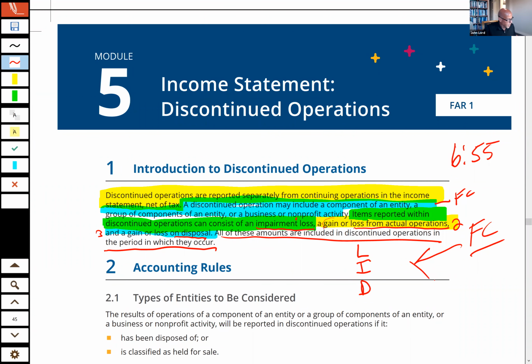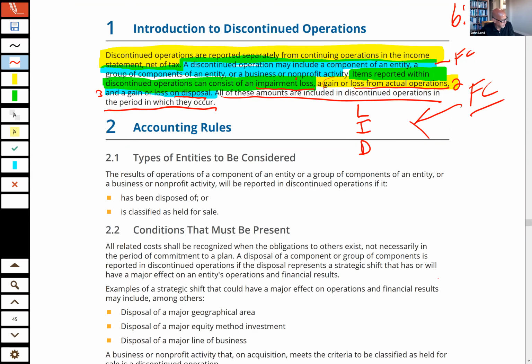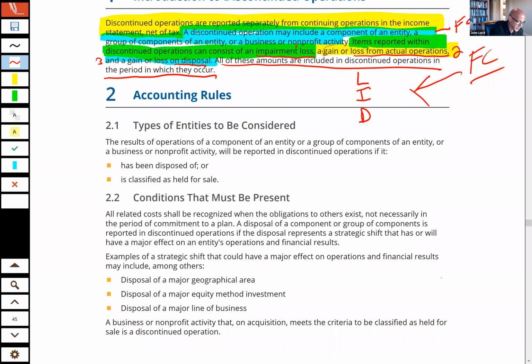Now, as we're considering entities for the discontinued operation presentation on the income statement, it's going to be parts of the company that we have already gotten rid of, or we have them classified as held for sale. So you either got rid of it during the year, or you're going to get rid of it relatively soon. You have it classified as held for sale.